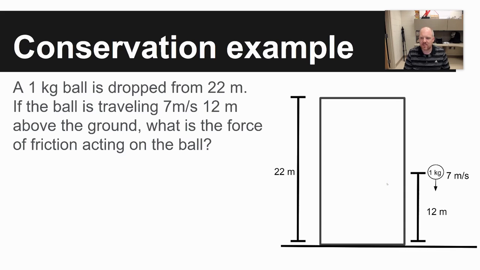Just a conservation example, this whole video is just going to be solving an example from start to end. It says a 1 kilogram ball is dropped from 22 meters. If the ball is traveling 7 meters per second, 12 meters above the ground, what is the force of friction that's acting on this ball?